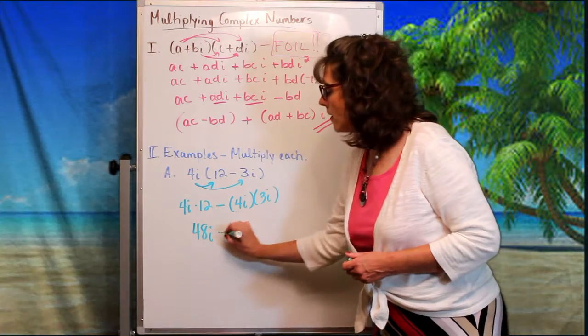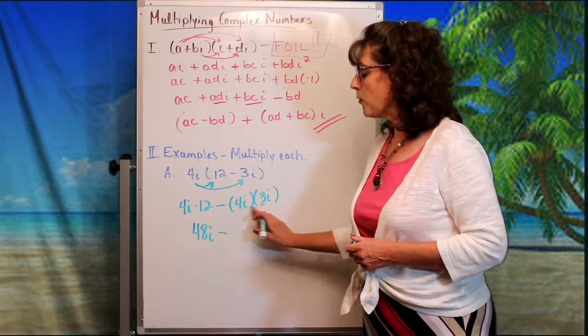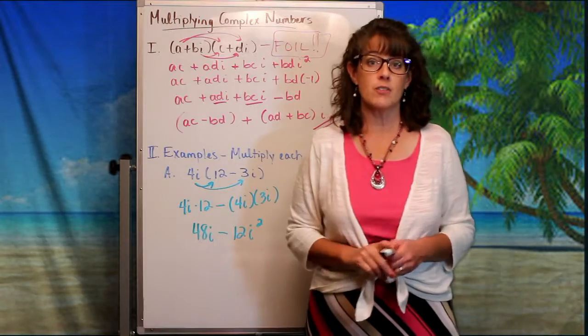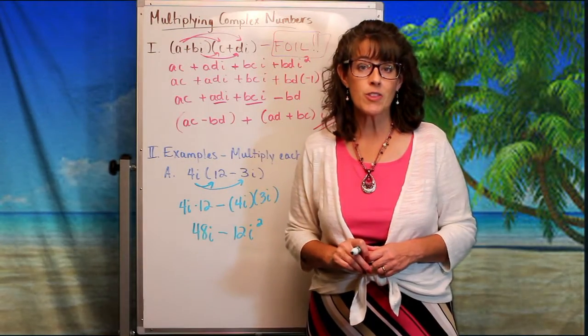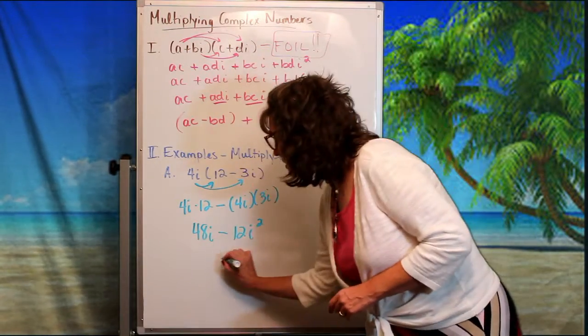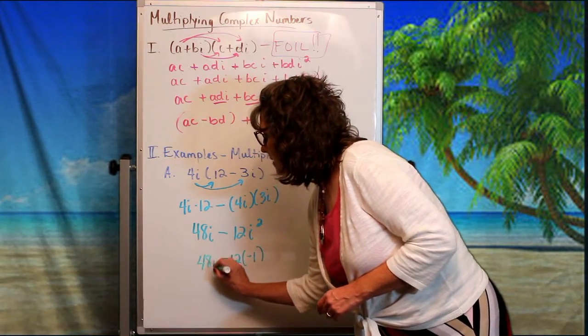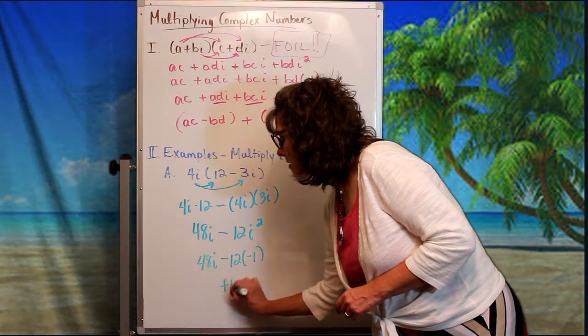And back here, 4i times 3i, well, 4 times 3 is 12, and i times i is i squared. Bam, there it is. When you see i squared, what do you think? Negative 1. So this is a negative 12 times negative 1, and negative 12 times negative 1 is a positive 12.